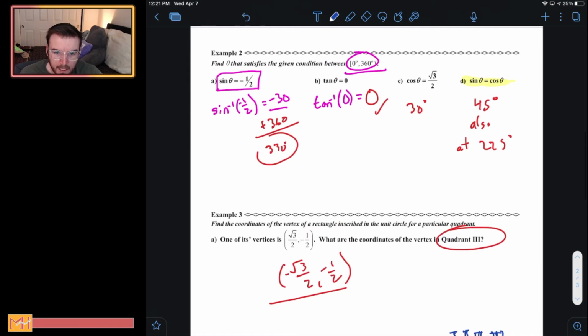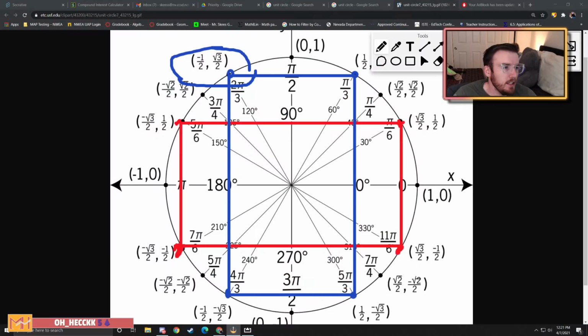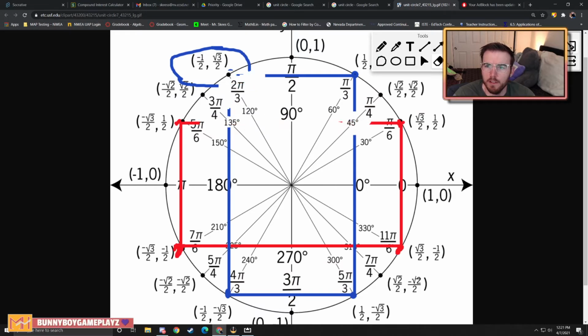All right, folks, with that being said, I hope that you take some time to stare at this unit circle and get used to this visual representation.